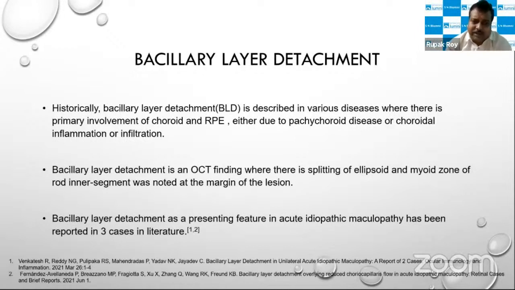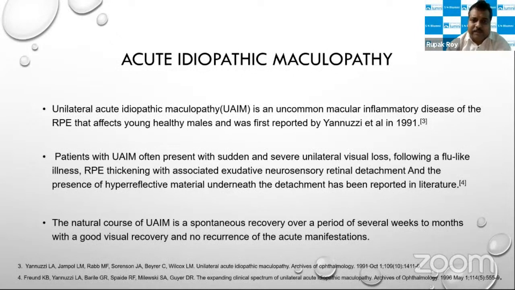Bacillary layer detachment as a presenting feature in acute idiopathic maculopathy has been reported in 3 cases to date in the literature. So this will be the 4th case where we found bacillary layer detachment as a presenting feature of unilateral acute idiopathic maculopathy. Unilateral acute idiopathic maculopathy is an uncommon macro-inflammatory disorder of the RPE that affects young healthy males and was first reported by Yannuzzi.